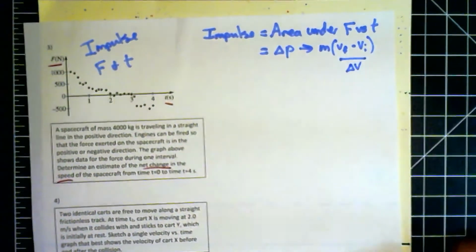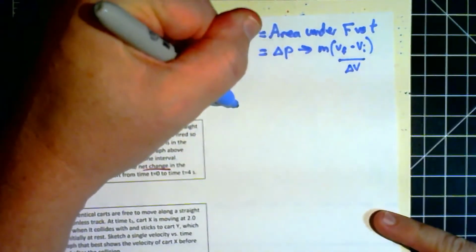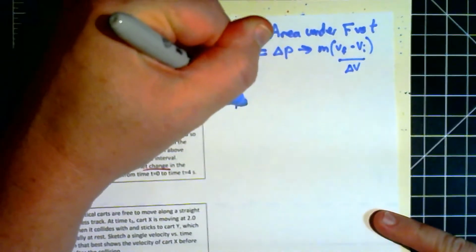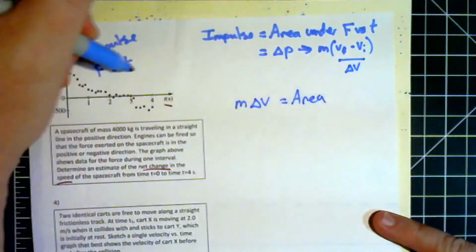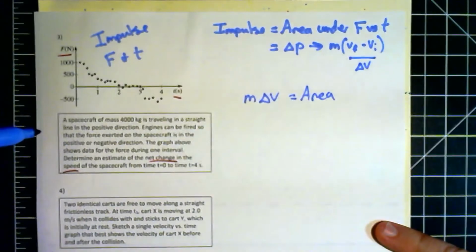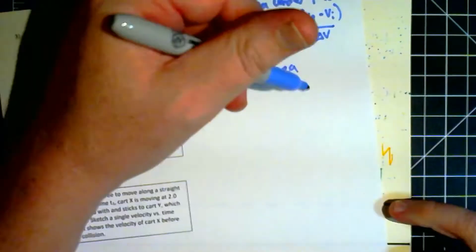And to get the impulse, I need to know the area. So ultimately what you conclude is that m times delta v is equal to the area under this particular graph. All right, so now it's just a matter of saying, well, what's the area?